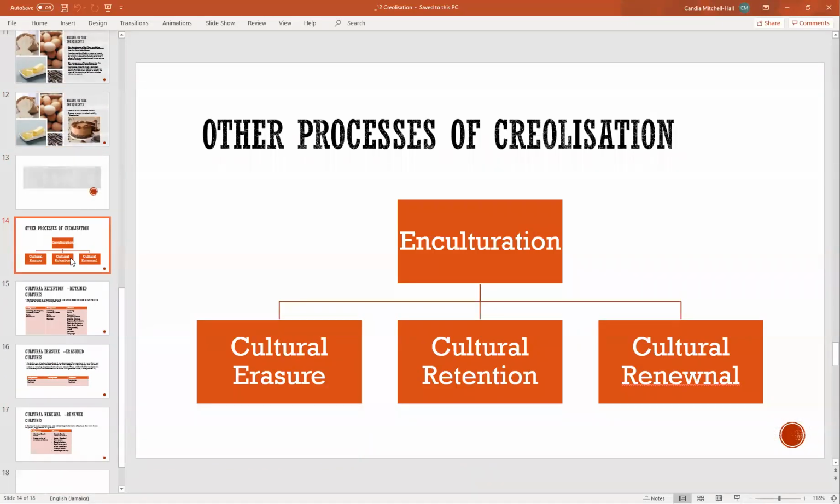Now, during the process, ladies, of creolization, we have enculturation taking place, which is, as I said, one culture absorbing your own culture, while at the same time you are recognizing, learning about the other cultures while this mixing is taking place. There are three things that are going to happen while enculturation is taking place. Some cultures are going to be erased, you're going to retain, and once you recognize that your culture has been erased, you're going to try to renew your culture.